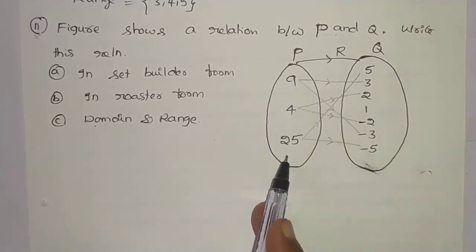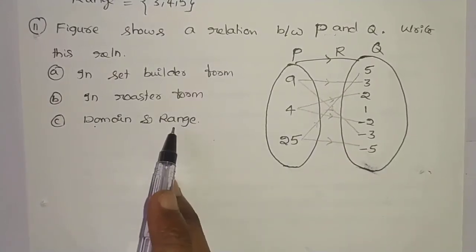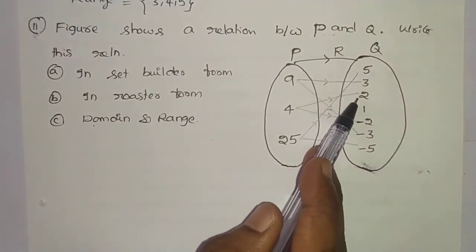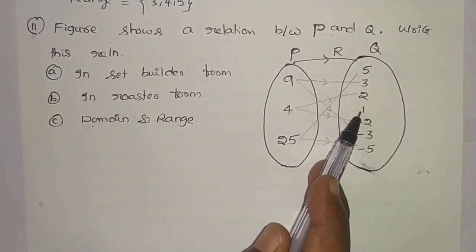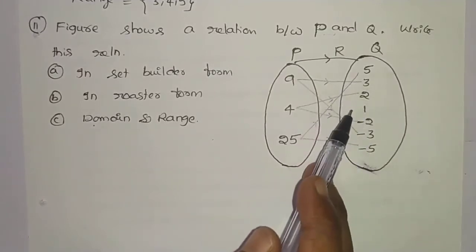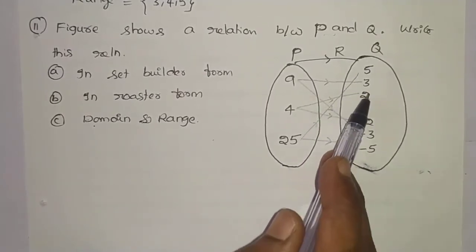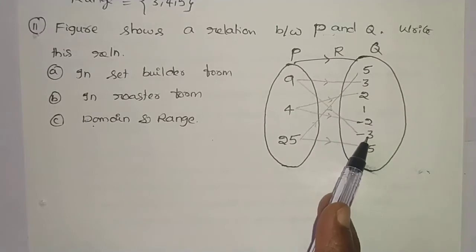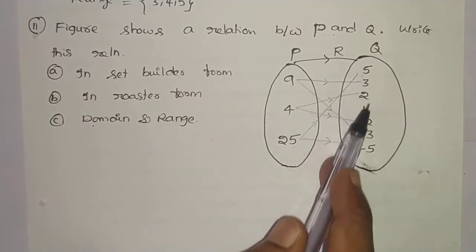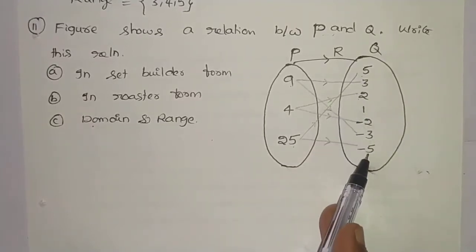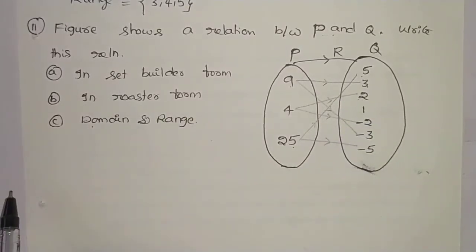Domain: 9, 4, 25 is the domain. Range is what? 5, 3, 2, minus 2, minus 3, minus 5, except plus 1. All the elements in the set Q which are used come under the range. Range is 5, 3, 2, minus 2, minus 3, minus 5. Right? Domain is 9, 4, 25. Codomain is what? 5, 3, 2, 1, minus 2, minus 3, minus 5 is the codomain.